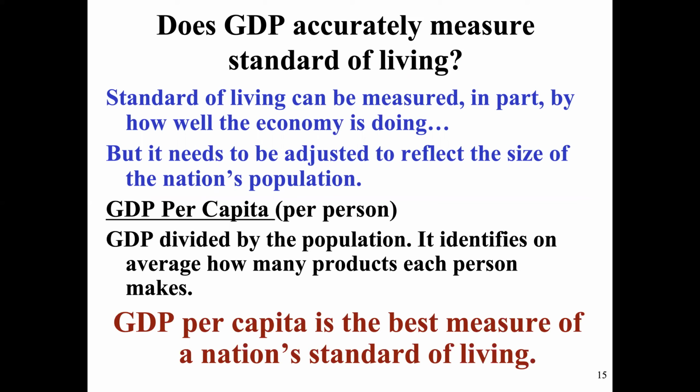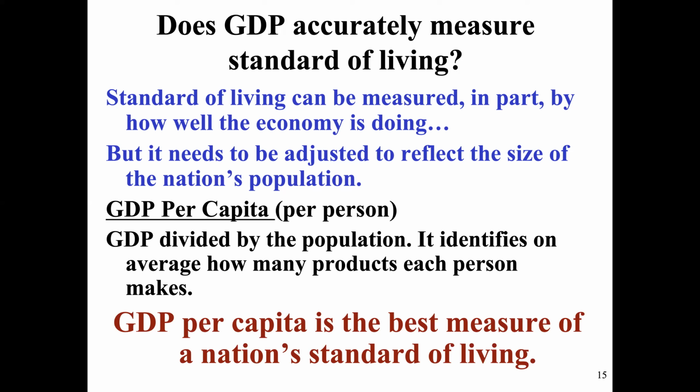There are all sorts of problems with GDP per capita. It's not perfect. It's an average, so it doesn't take into account inequality like the Gini coefficient did. But based on the tools we have, it's a really good overall measure of a nation's standard of living. If you have a higher GDP per capita, that's going to correlate with more education, more healthcare, lower child mortality, et cetera, et cetera.